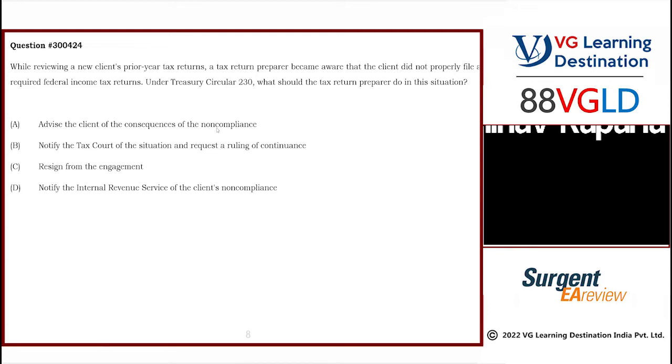When reviewing a new client's prior tax year return, a tax return preparer becomes aware that the client did not properly file all the required federal income tax returns under Treasury Circular 230. What should the tax return preparer do in this situation? Correct. You need to advise the client of the consequences of the non-compliance. Correct.